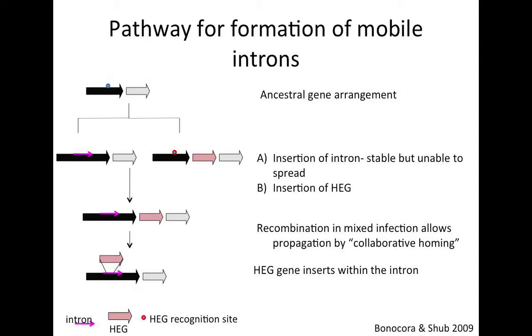but it does still allow it to propagate into other hosts when you have a mixed infection. And then to form this true mobile group 1 intron, what you can have occurring is a homing endonuclease inserting into the intron, so you can splice and also target new genes in one step. And if you look at T4 and relatives, you can find all of these steps. So they think this is quite a good system that explains how they form.